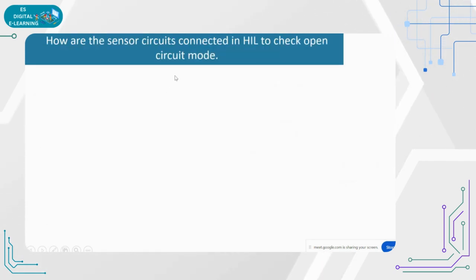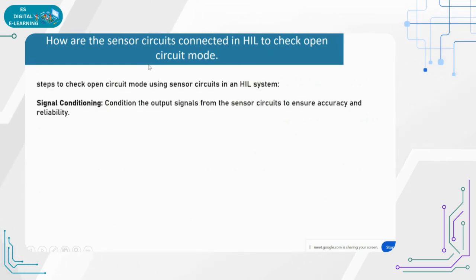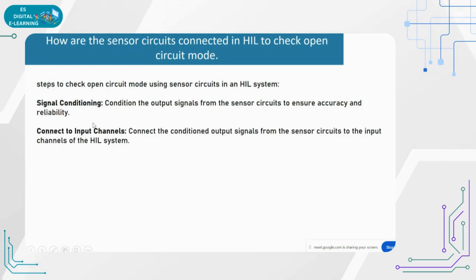What sensor circuits are connected in the HIL? How to check whether the sensors are connected or not? So you need to check the signal conditioning. What are the real values? We are able to read them on a tool like the CANoe tool. So you need to see that, and you need to connect the input channel.